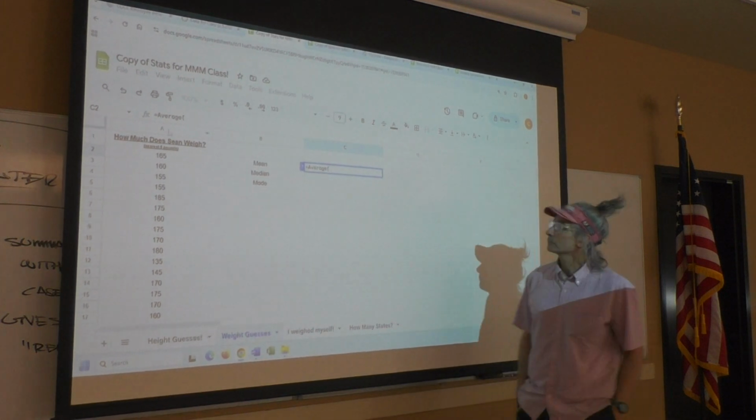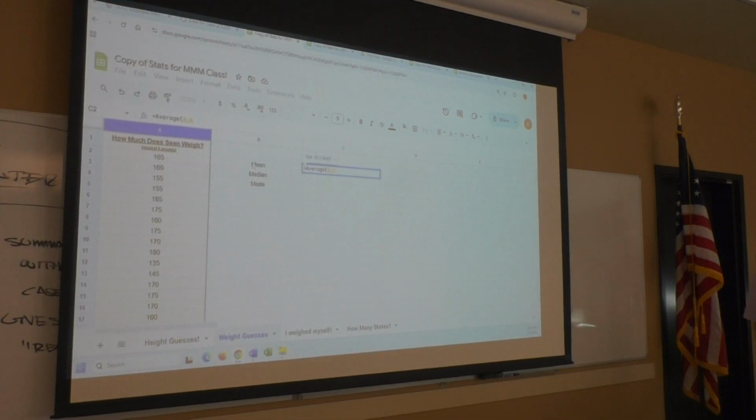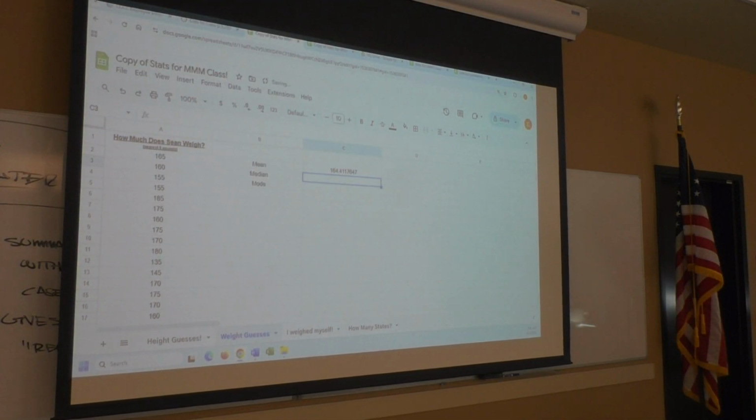Allie is all over this. So on average, you guessed that I was 164.4. On median, you guessed that I was... It's okay. Oh, I see. It thinks it's text if you don't do that. There you go. You're doing great up there.